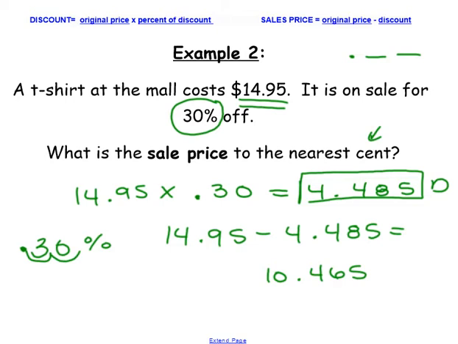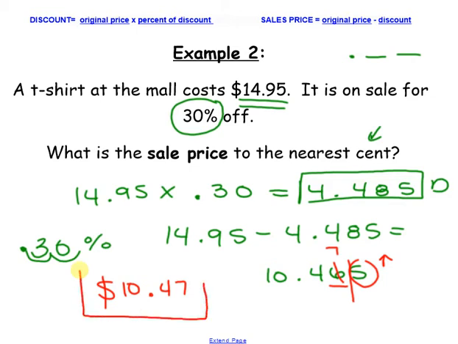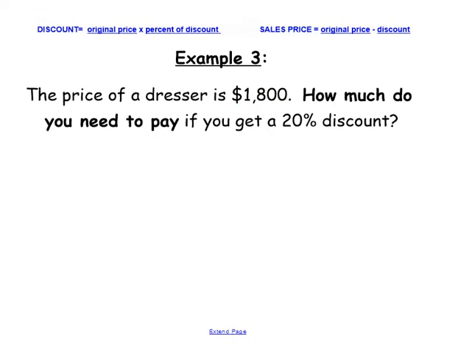This is where we need to go ahead and round. So we're going to round to the hundredth place, underline it, draw your stick, circle the next number. This is a 5. It's going to tell us we're going to go up, so the 6 will become a 7. So your total sale price is going to be $10.47 for the t-shirt.